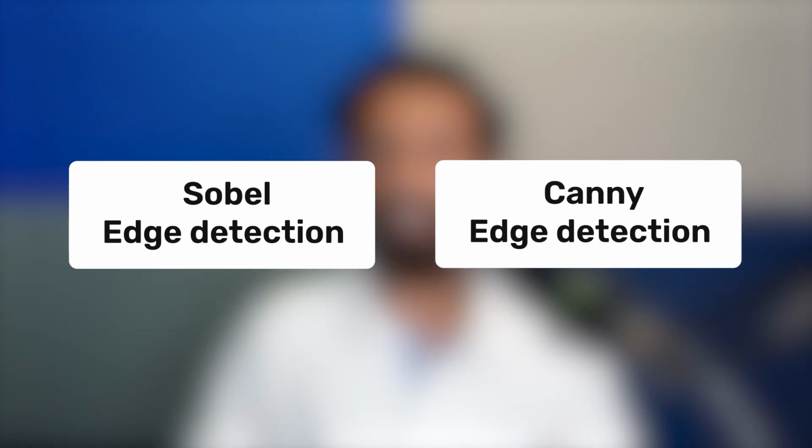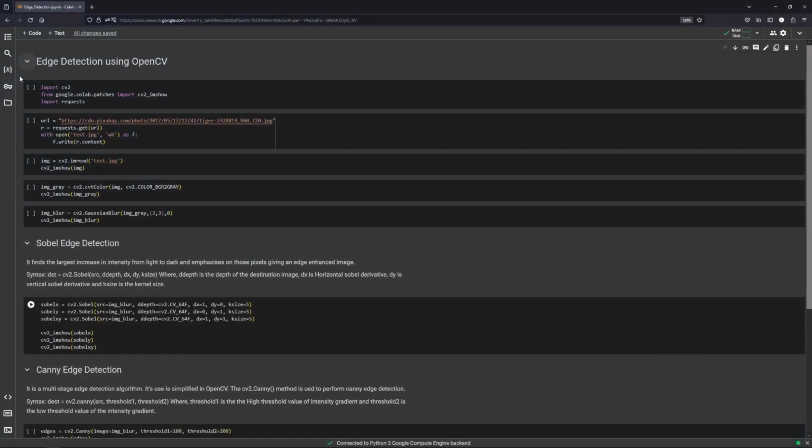Unlike contour detection, which only detects the boundaries of an object in an image, more about that in this video, edge detection highlights the change in pixel intensity of an image. Now, there are two important edge detection algorithms, Sobel and Canny Edge Detection. Let's have a look at it on Google Colab.